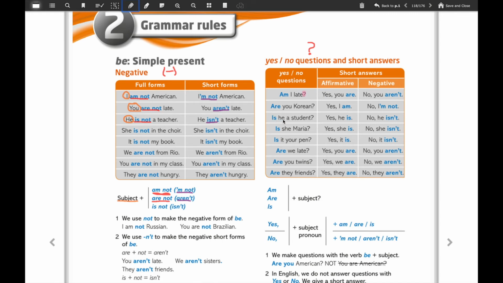Then you have, is he a student? Yes, he is, or no, he isn't. Is she Maria? Yes, she is. No, she isn't. Is it your pen? Yes, it is. No, it isn't. Are we late? Yes, you are. No, you aren't. It's very similar to these two sentences. Are you twins? Yes, we are. No, we aren't. Okay. Are they friends? Yes, they are. No, they aren't.